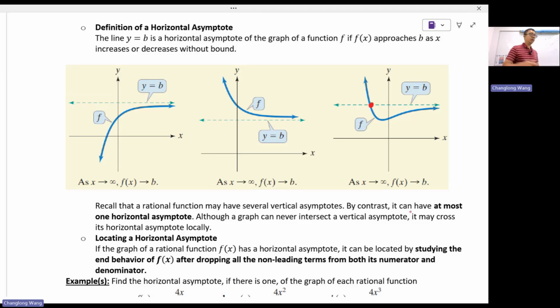Okay, and I'll show you another example. It does happen, more often than you thought. But again, please remember that VA is a big no. There's no crossing or intersection between a graph and a VA, period. But for HA, it might happen. Okay.